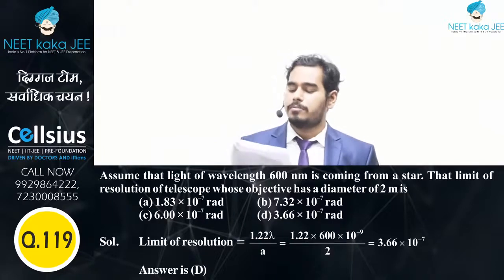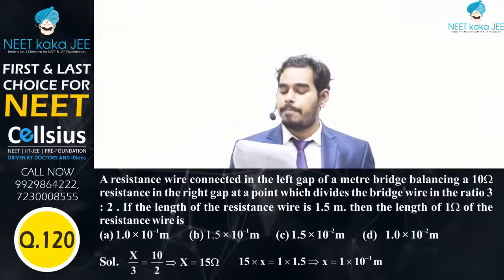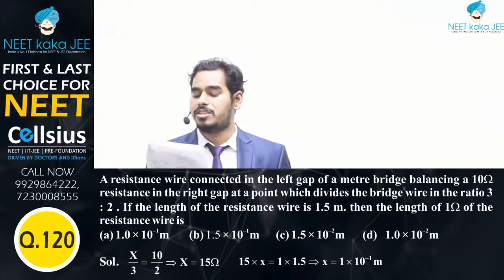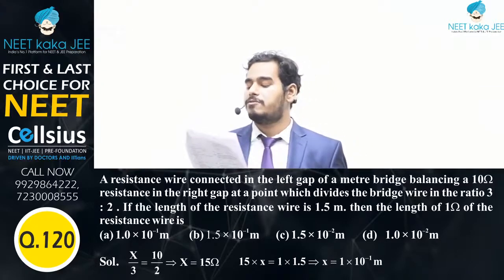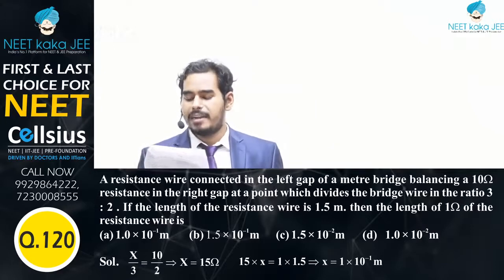Okay, now let us come to the next question. A resistance wire connected in the left gap of a meter bridge balances a 10 ohm resistance in the right gap at a point which divides the bridge in the ratio 3:2. Now if the length of the resistance wire is 1.5 meter, then the length of 1 ohm resistance wire is.